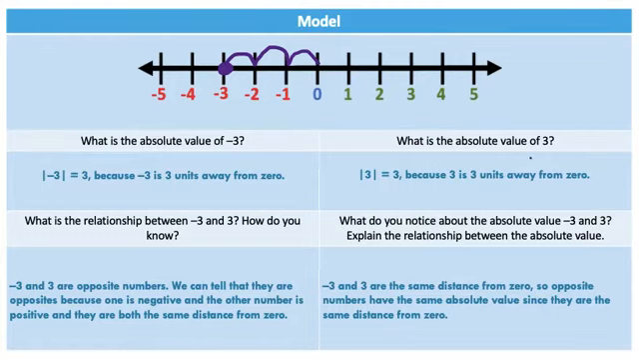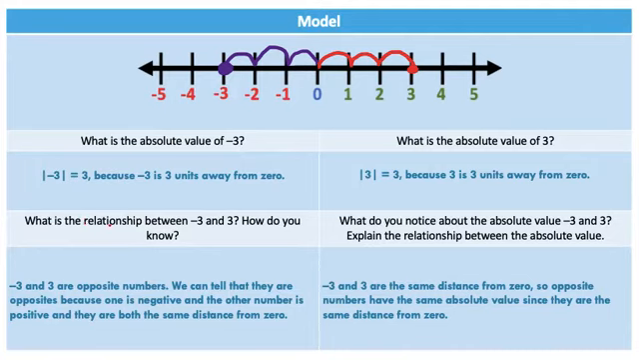What is the absolute value of 3? So I'm going to change the color here. This is where 3 is, and from 0, it's 1, 2, 3 spaces. So the absolute value of 3 is equal to 3 because 3 is 3 units away from 0.